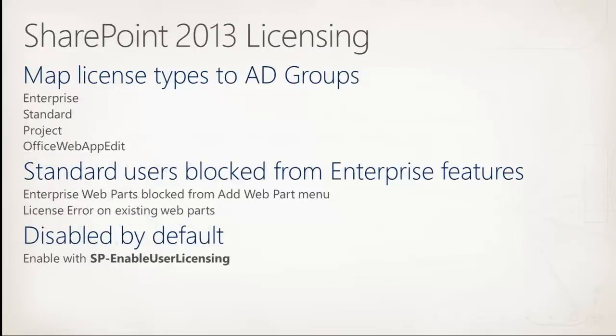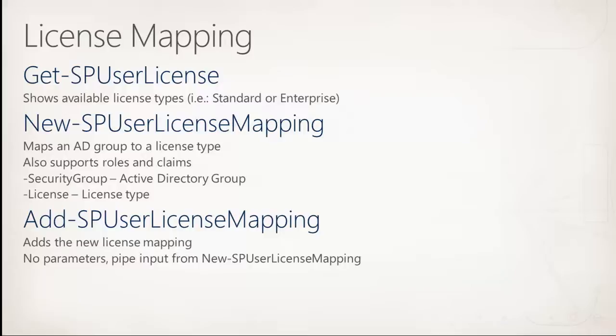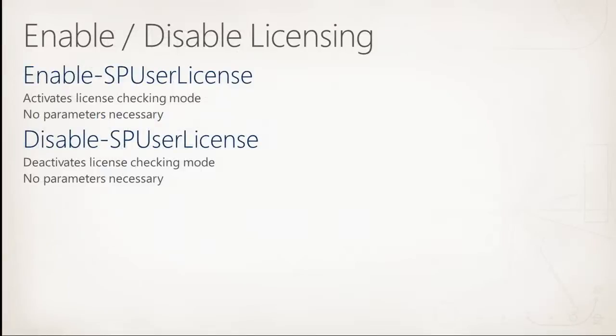We'll do this. Get SP user license shows you what types are available. New SP user license mapping is what takes the security group and the license parameters. It also supports roles and claims and all that fun stuff. And then you have to pipe that over to add SP user license mapping. So it's kind of got this 2-step process. I don't know why they just do it as one. But then, once you create all your license mapping, you do enable SP user licensing. And what's nice is you can kind of keep all your mappings. You can set them up. You can turn it on. And if somebody's like, oh, my God, I can't get to anything now, you can turn it off real quick just by calling disable SP user licensing.